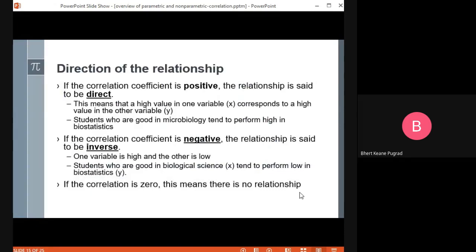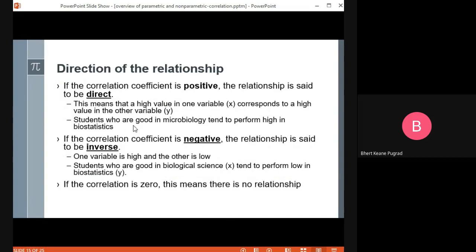So if the correlation coefficient is positive, the relationship is said to be direct. Okay, there's a direct positive relationship. So this means that a high value in one variable corresponds to a high value in the other variable. So for example, in the first scattergram that I presented, it's a positive correlation because the longer the duration of their clinic consultation with their physician, the higher their outpatient satisfaction.